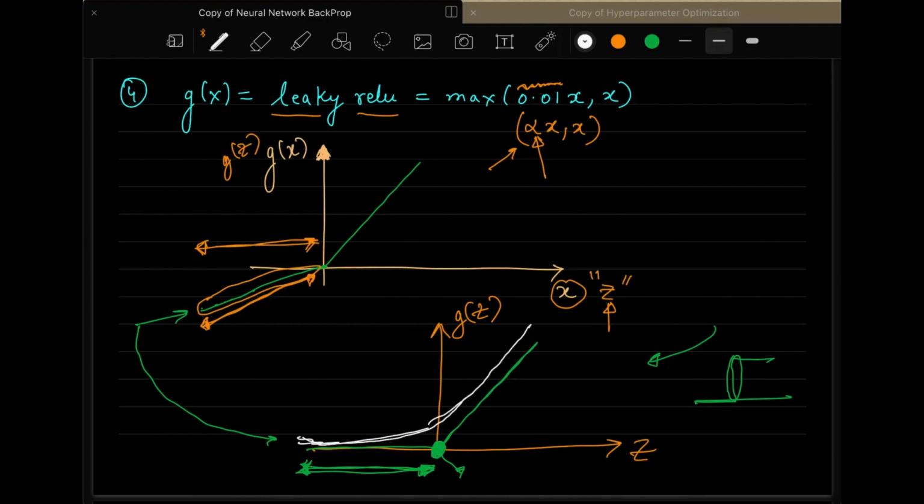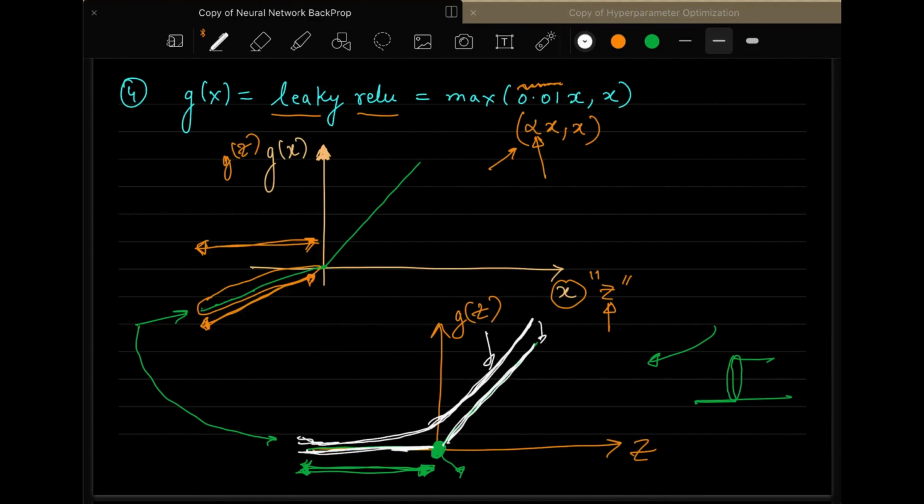And this curve is basically a smooth approximation of this particular piecewise ReLU. Why am I saying it is piecewise? Because you have a piece here for z less than 0 and a piece here when z is greater than 0. But this particular curve is a smooth approximation.